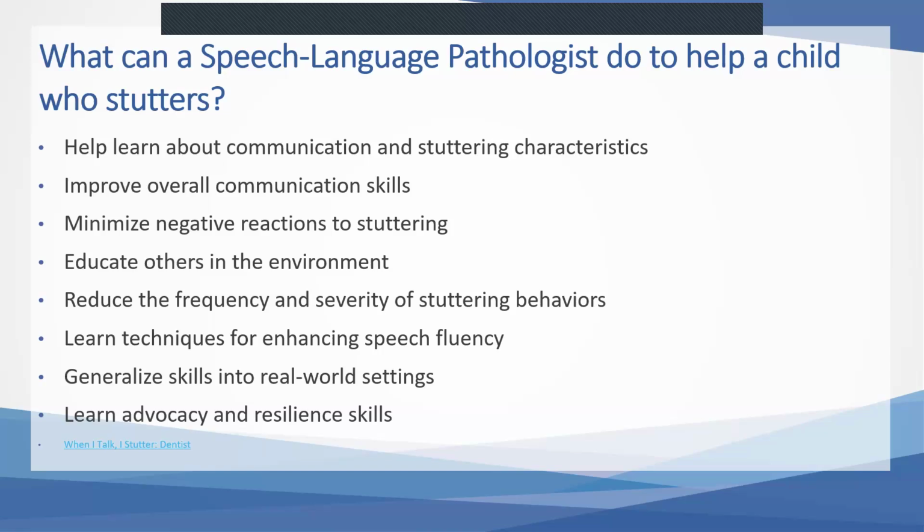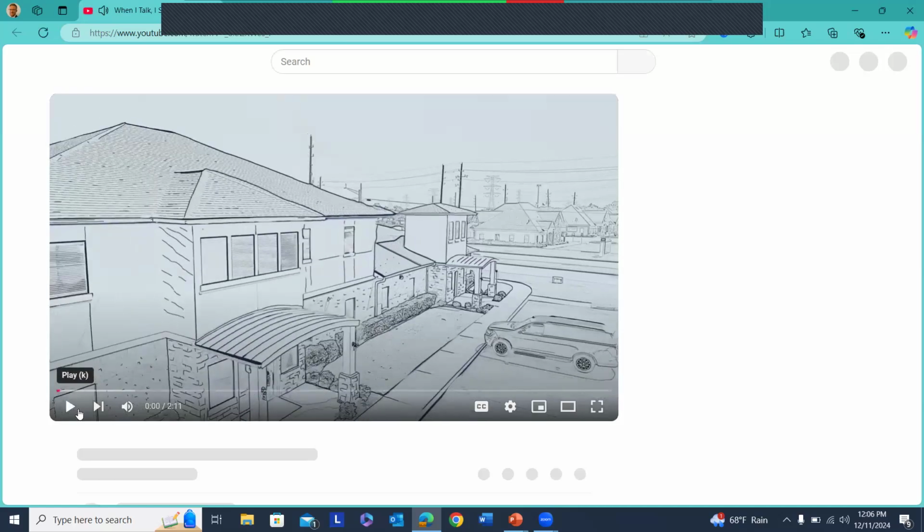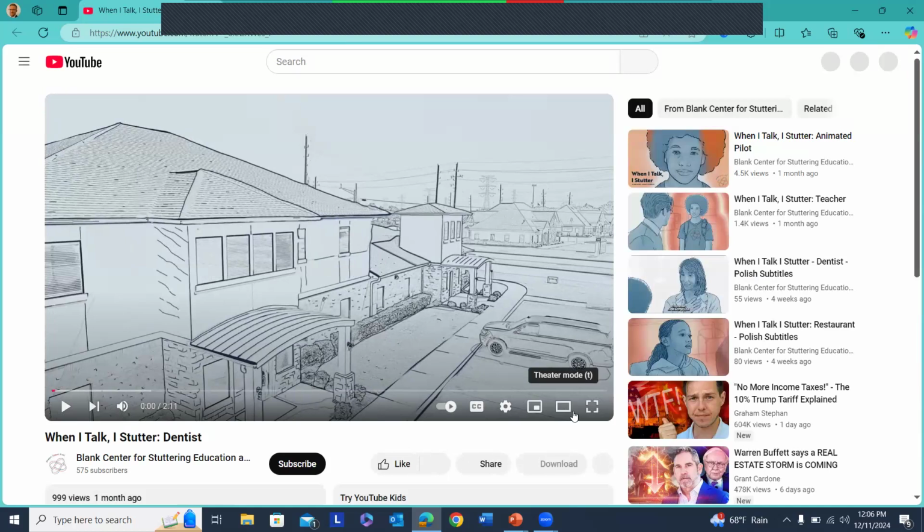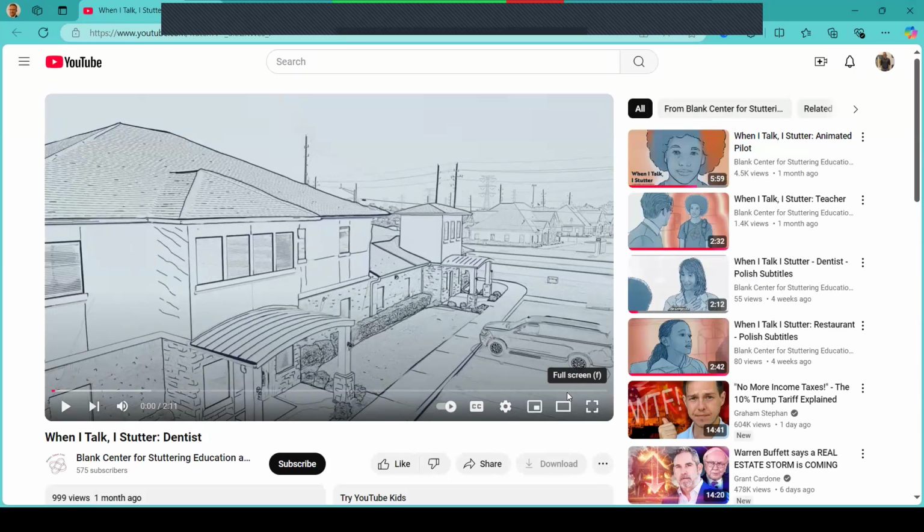Now, I have a clip here, and this clip is an example of two scenarios and how a person who stutters can benefit from training in advocacy, education, and resilience. And I'm going to give this a try and hope this goes through. So this is a clip, again, it's two scenarios, and this is from the Blank Center for Stuttering Education, which just put out a series of these recently.